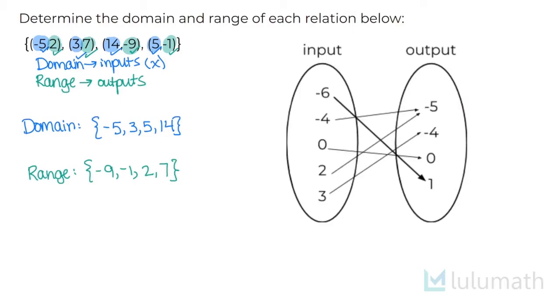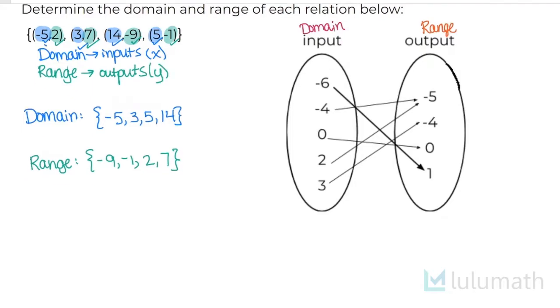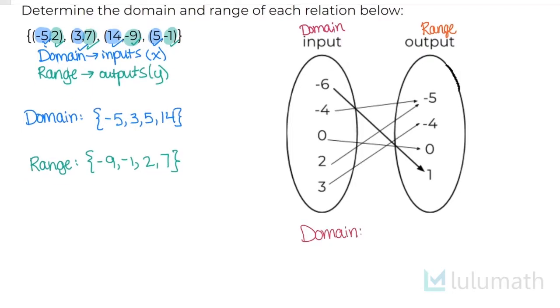In this relation, we're asked to find the domain and range again. And this one is also a function because each input has only one output. And just a reminder that your domain is the set of all inputs and your range is the set of all outputs. So our domain are the values that are listed out here. So -6, -4, 0, 2, and 3. And our range is the values that are listed out here. So -5, -4, 0, and 1.